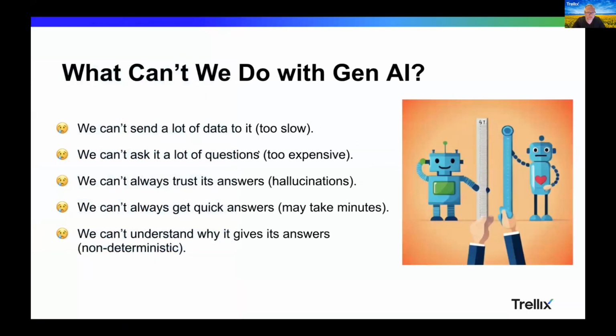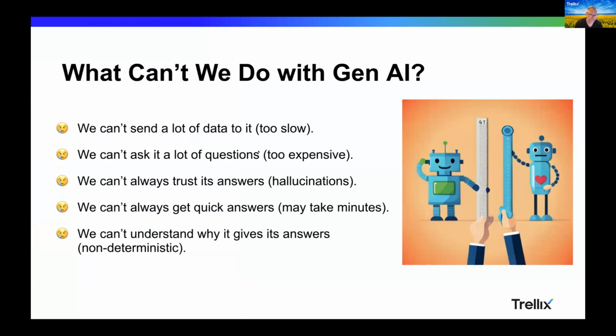All right, so what can't we do? What are the limitations? We can't send a lot of data to it. Unlike machine learning, this is more piecemeal. We can't ask it a ton of questions because it is fairly expensive to run. In general, you can think of one question being sent as the equivalent of an hour of CPU time. If you're thinking about cloud costs, that's pretty close for a lot of things.